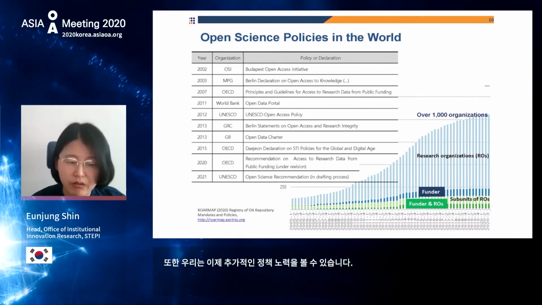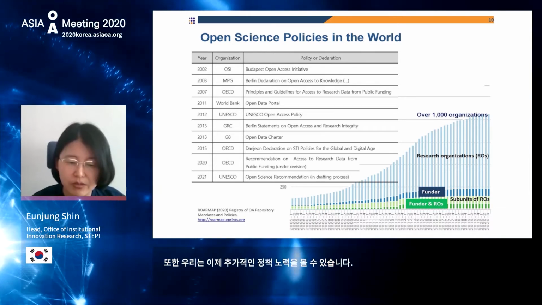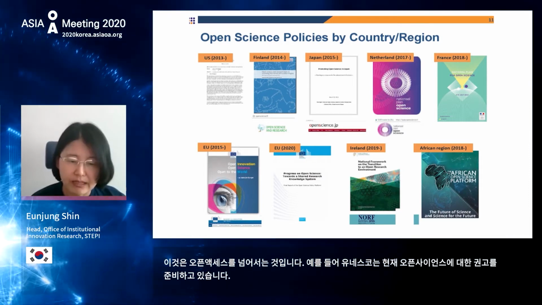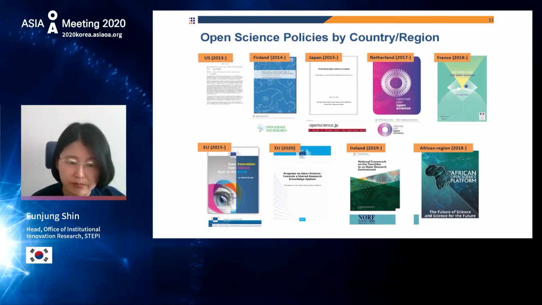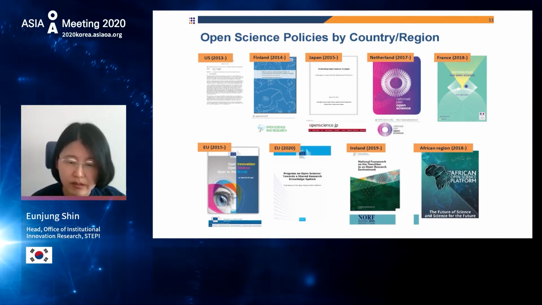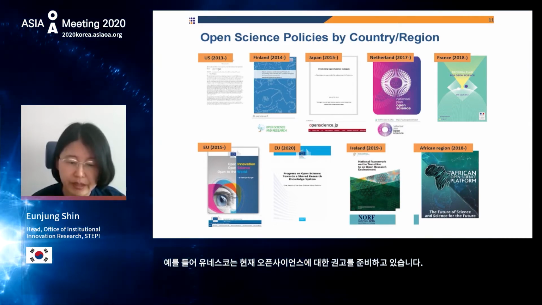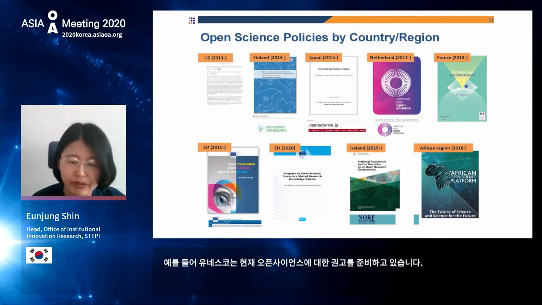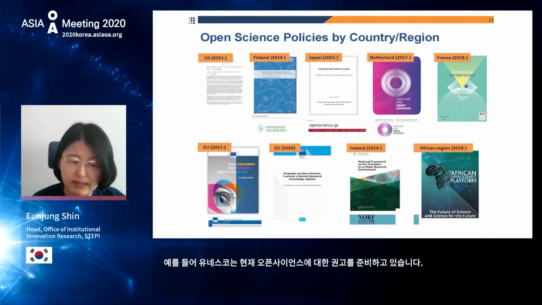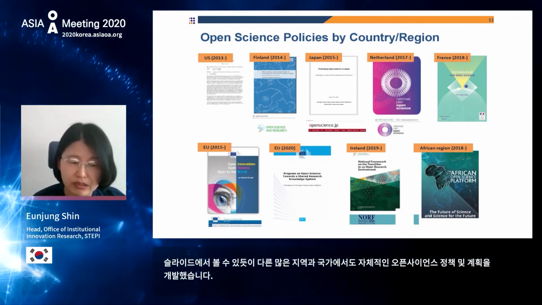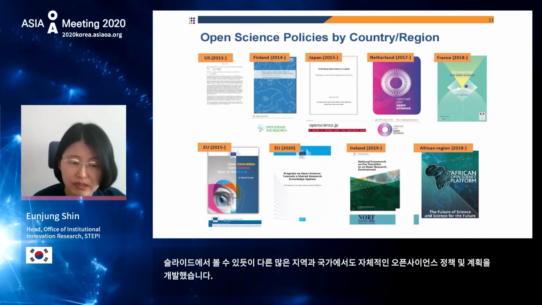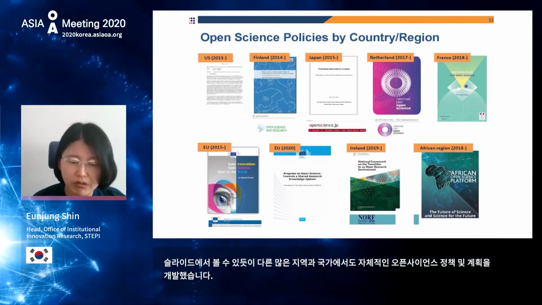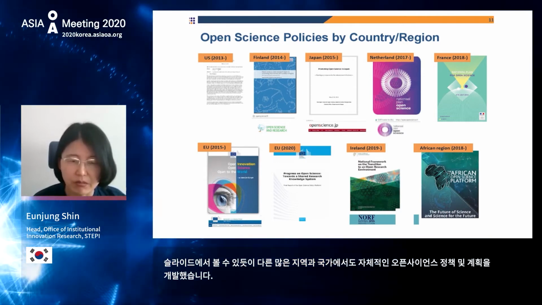Moreover, we are now observing additional policy efforts that go beyond open access publications. For example, UNESCO is now preparing a recommendation on open science. As shown in this slide, many other regions and nations have also already developed their own open science policies or strategies.